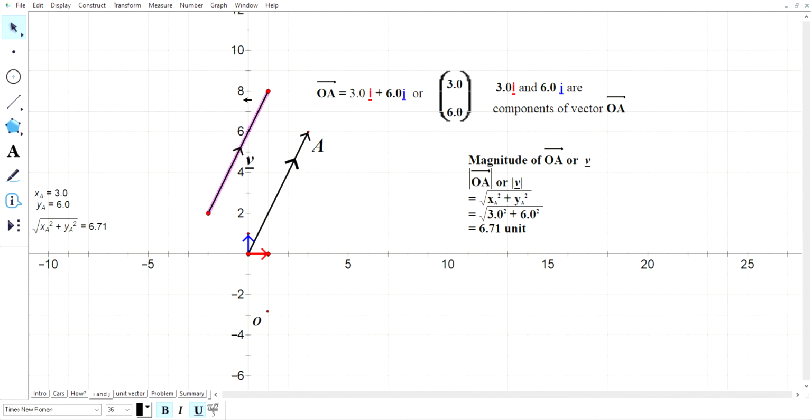This is a free vector. You can also express this free vector as 3i plus 6j. Next, we are going to learn how to determine the unit vector in the direction of vector v, when vector v is expressed in terms of vector i and vector j.